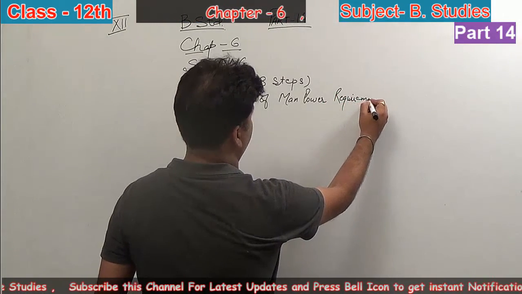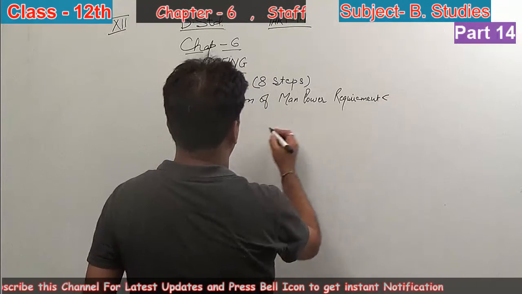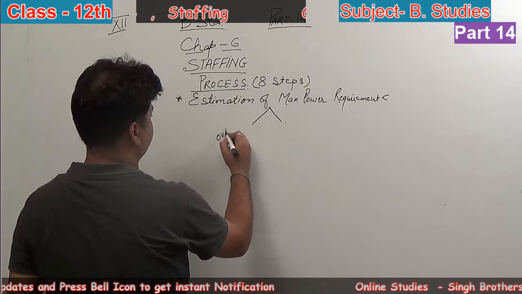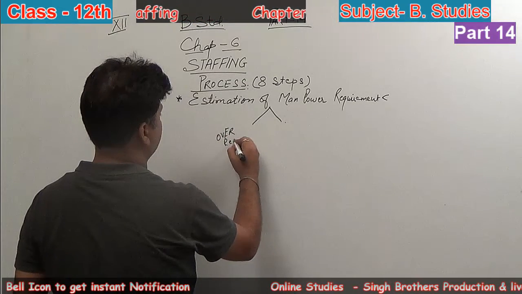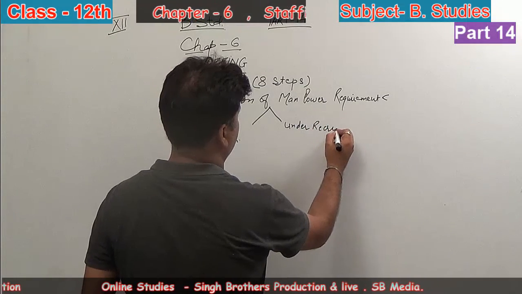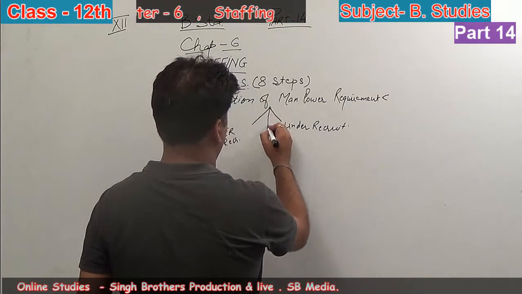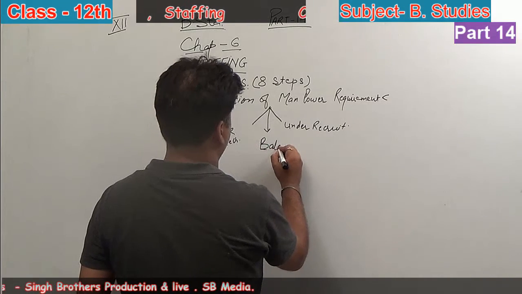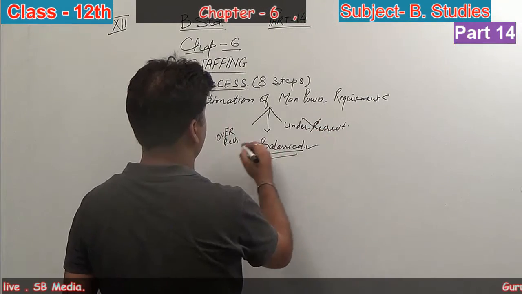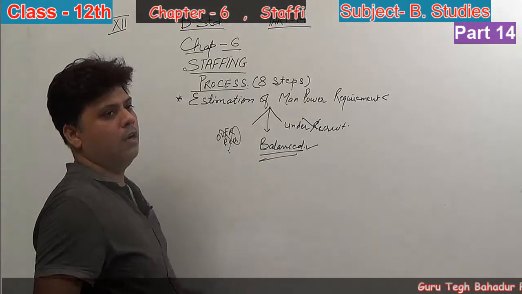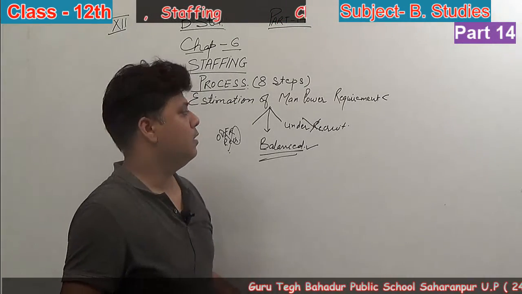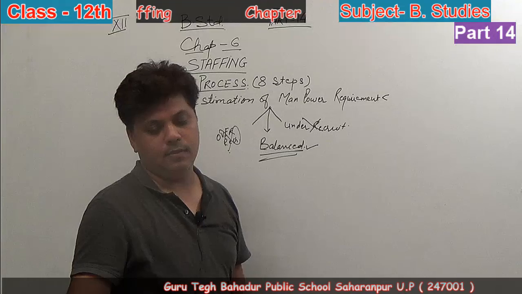In the previous video, we discussed no over recruitment, no under recruitment. Both of these are harmful for the organization. Our recruitment must be balanced. No under recruitment, no over recruitment. These two lead to harm for the organization. The staffing must be balanced.